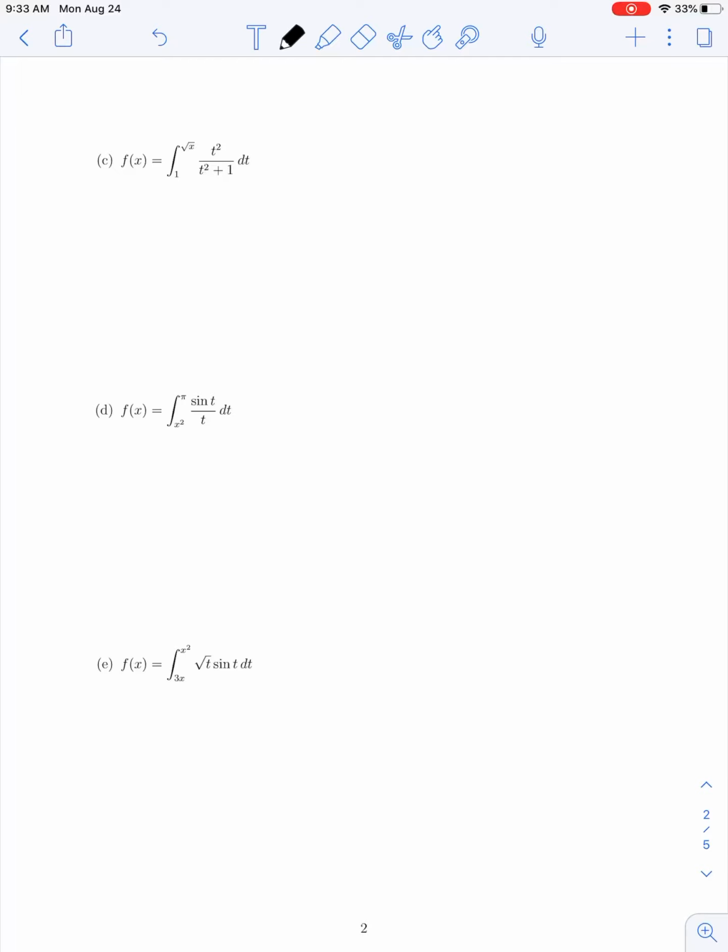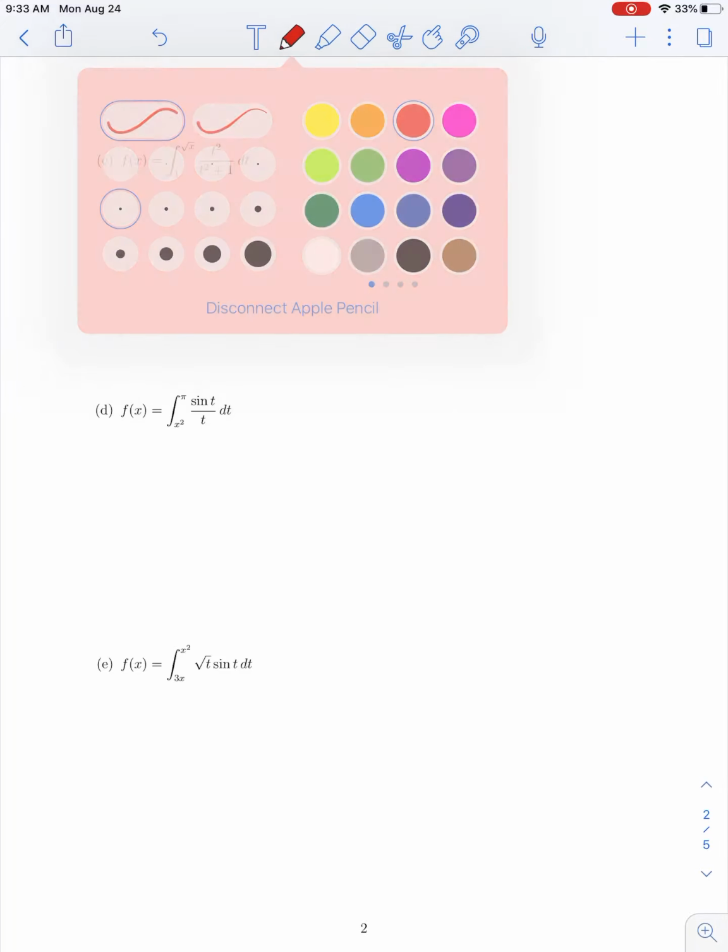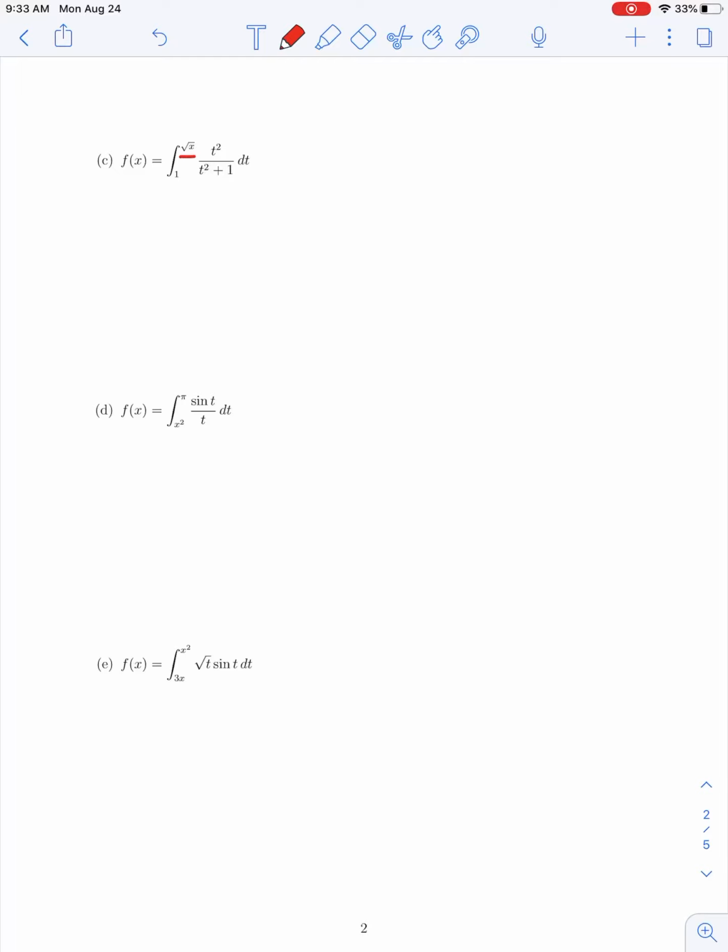In part C, we have the function f of x, which is the integral from 1 to the square root of x of t squared over t squared plus 1 with respect to t. So notice in this example that our upper limit of integration is not just the variable of our function x, it's a function of x, in particular the square root of x.